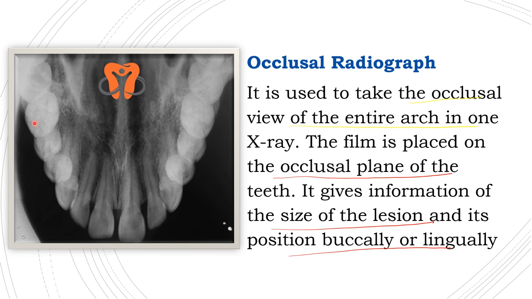Now, if you look at the X-ray, it is occlusal view of the maxillary arc. You can see all the maxillary teeth. This is the entire palatal area. Now, supposing there was a lesion present here and another lesion, say, present here. Now, in this one X-ray, we can see the position of the two lesions, their sizes, and we can compare it also.